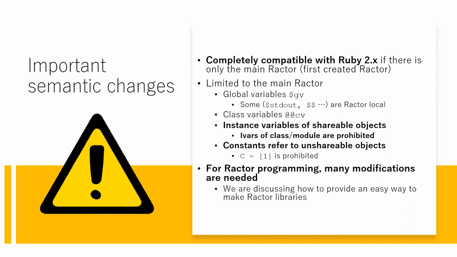To achieve object isolation between Ractors, we introduce several limitations. Non-main Ractors cannot use global variables, class variables, and instance variables on classes and modules. Non-main Ractors cannot access constants if they contain unshareable objects. The main Ractor is completely compatible with current Ruby 2.x, but to support multiple Ractors, we need to modify the applications and libraries code.